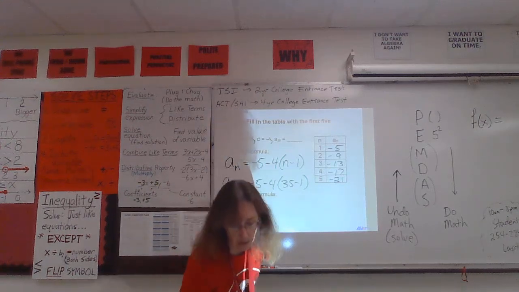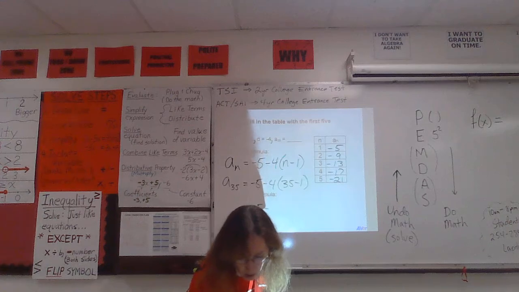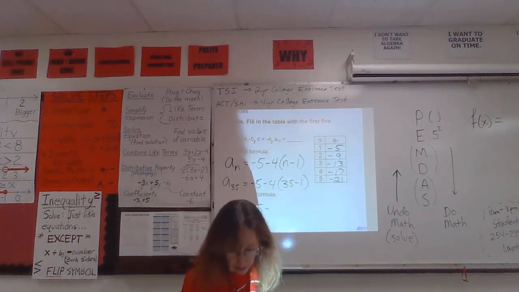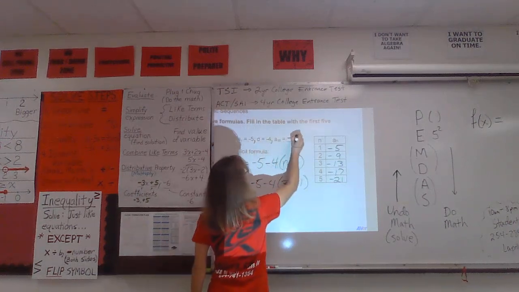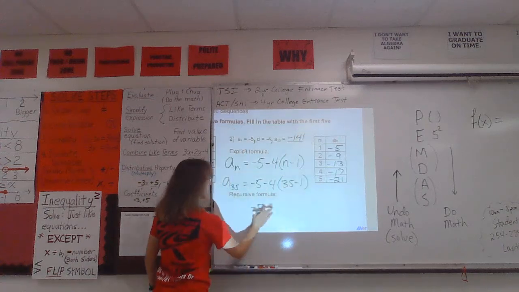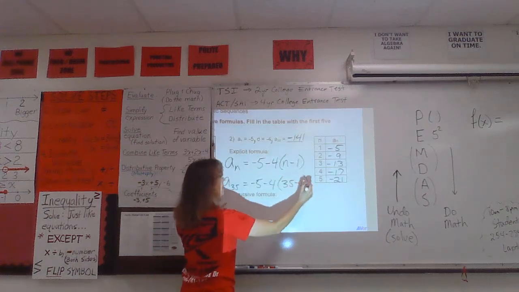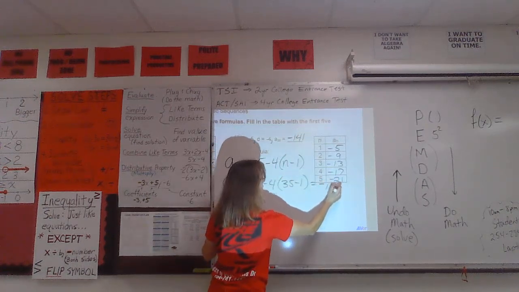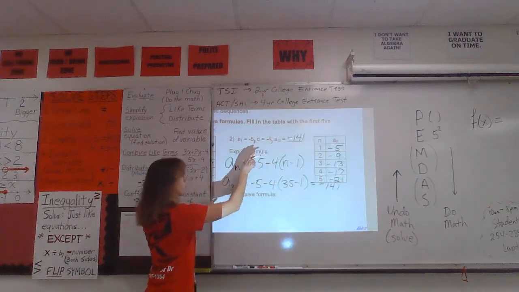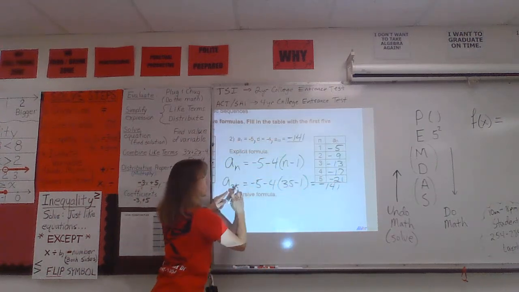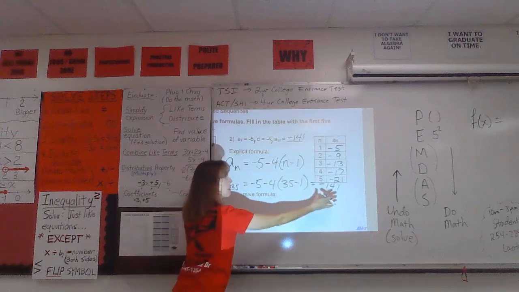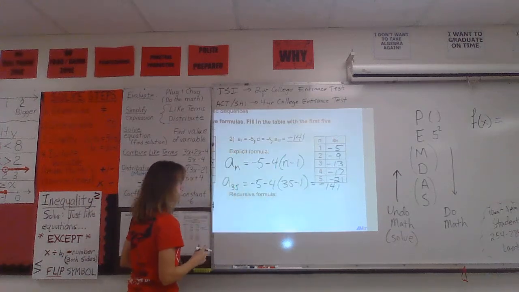And let's see, a sub 35 was, there it is, a sub 35 is negative 141. So on your paper, once you've got this, you could just say it equals negative 141. Somewhere I need to see a sub 35 equals that, but I need to see the substitution first, and then you can tell me what the answer was, negative 141.